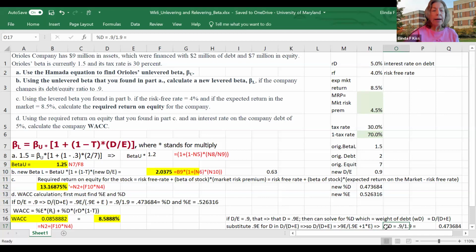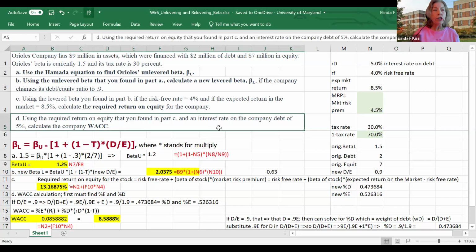The Hamada equation is in row 7 here in bold of the Excel. The unlevered beta of a firm represents the business risk as if it had no debt. The unlevered beta is also known as the asset beta. The Hamada equation shows that the levered beta is equal to the unlevered beta, beta sub u, multiplied by 1 plus the debt equity ratio multiplied by 1 minus the corporate tax rate.